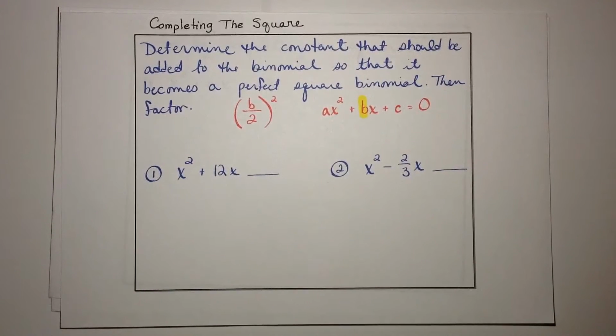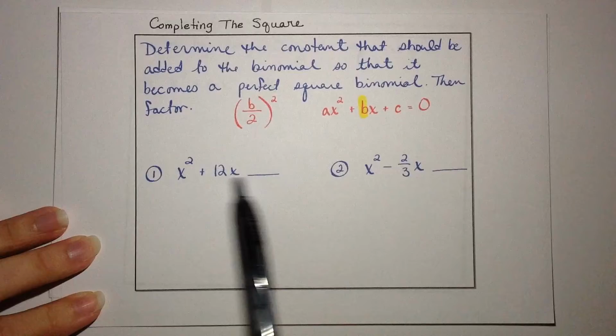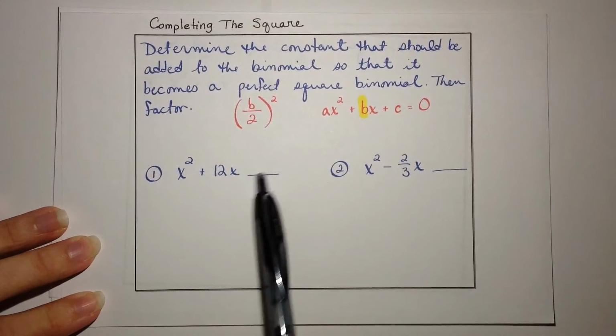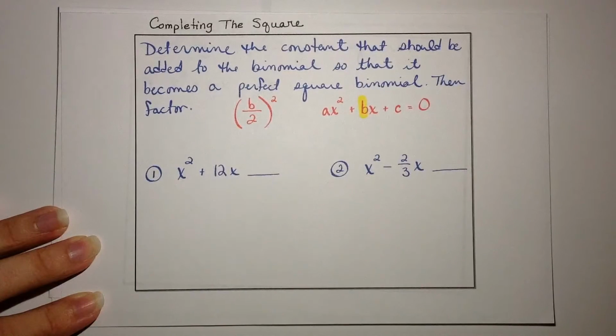Okay, so it says to determine the constant that should be added to the binomial so that it becomes a perfect square binomial, and then to factor. So in this first example, of course, we're going to turn it into a trinomial, which means we need to know the third term here, which is going to be a constant. So this is where the process of completing the square comes from.